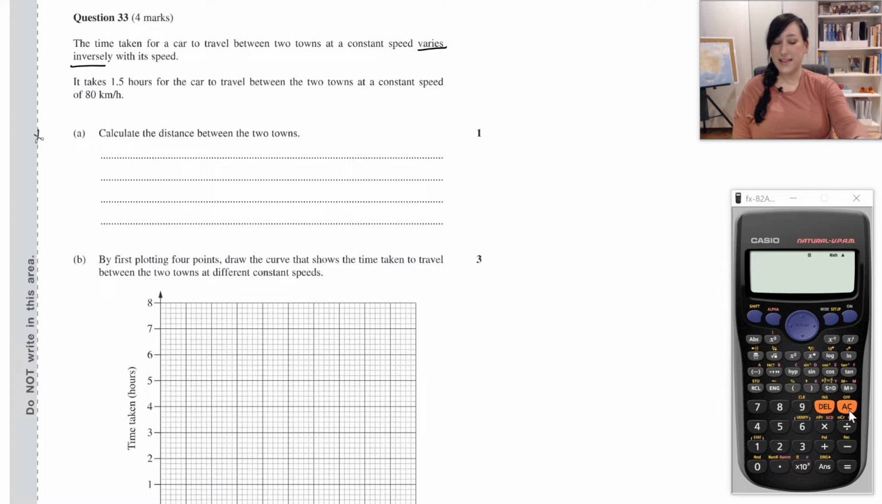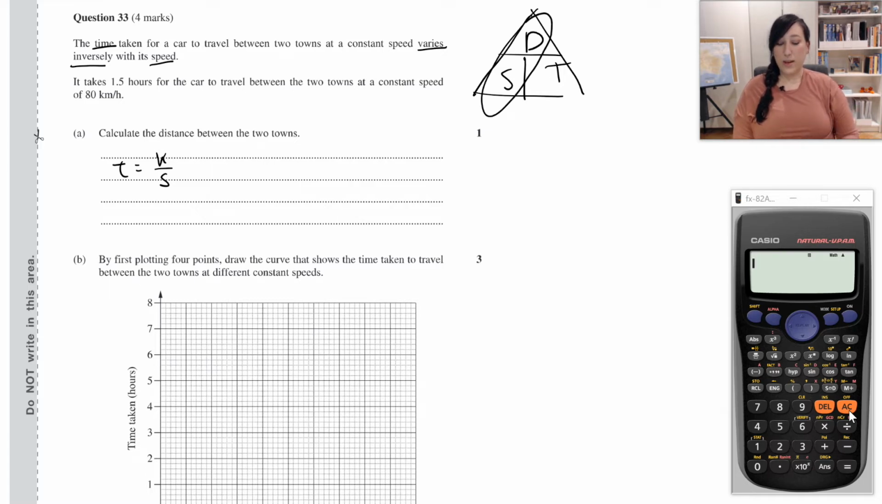Let's write down the DST triangle to remind ourselves of the relationship between distance, speed, and time. So the question being inverse variation and time varies inversely with speed, we could write T equals K over S. But when we look at the triangle and we see that T is D over S, we can realize that the constant of variation, which we sometimes call K, in this case is actually D, the distance.